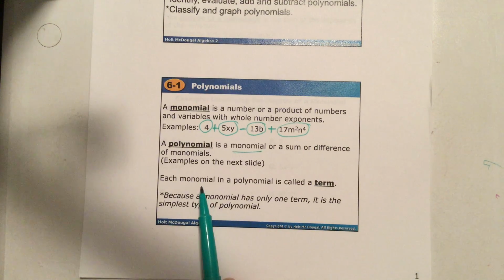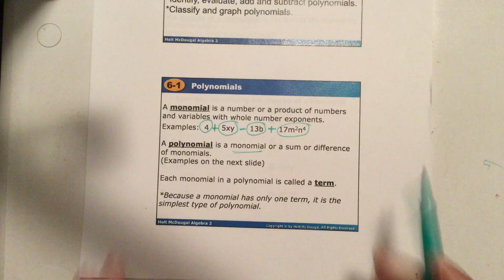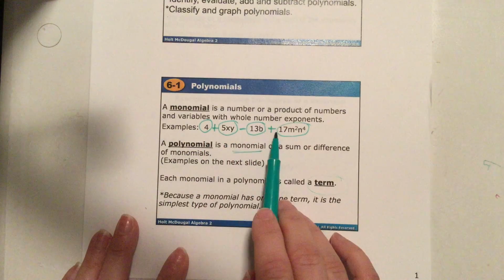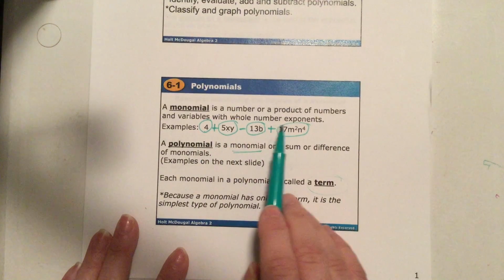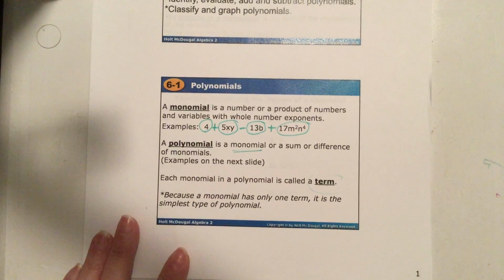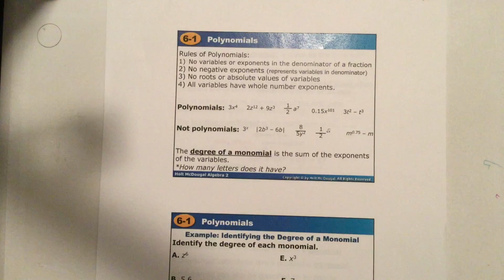Every single monomial in the polynomial is called a term. So if I put those plus and minus signs, this would have 1, 2, 3, 4 terms. Again, a monomial only has one term, so it is the most simple polynomial.